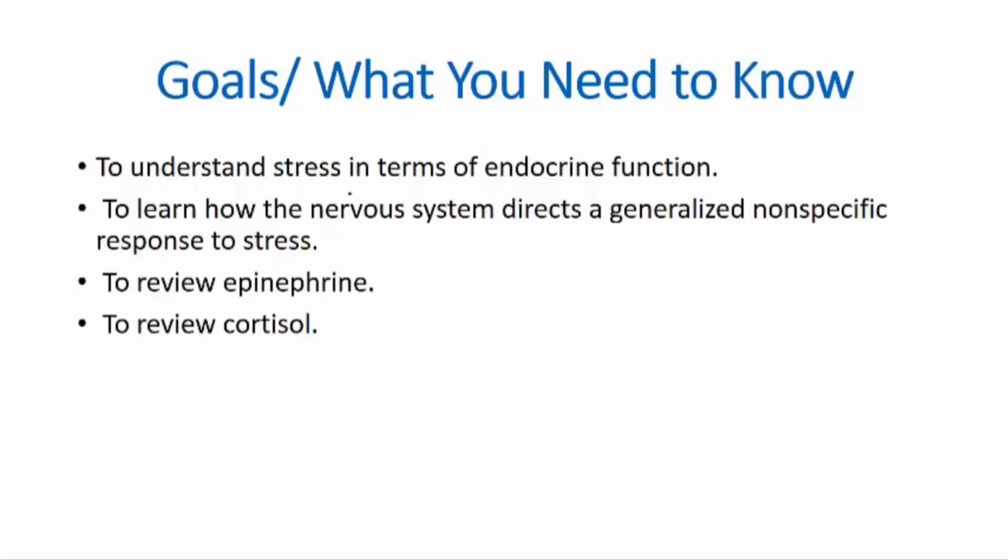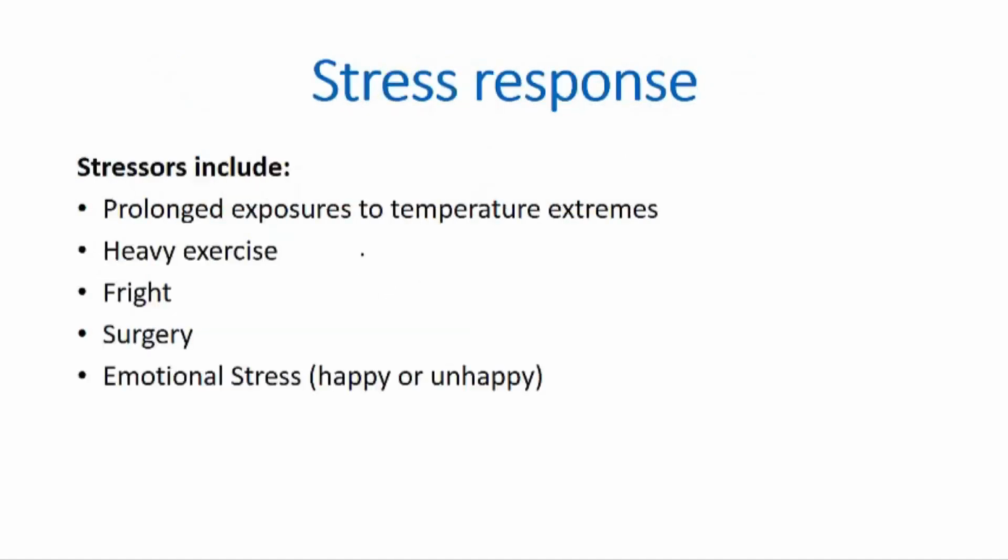Now, the goals for our learning are to understand stress in terms of endocrine function, and we also want to learn how the nervous system directs a generalized non-specific response to stress. We will see examples of some stress response hormones known as epinephrine and cortisol. Both of them are released from the adrenal gland, and they have different functions in stress. We'll see how exactly the nervous system regulates the endocrine secretions, as well as how exactly those hormones play a direct role in controlling those responses.